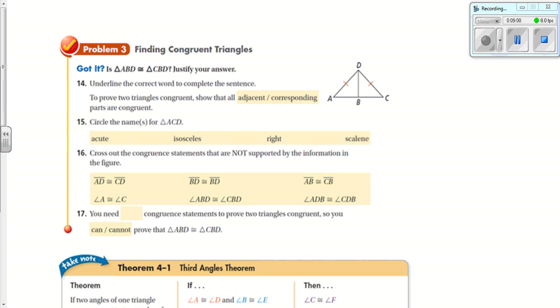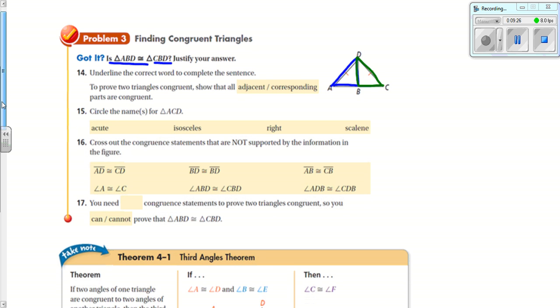Is triangle ABD congruent to triangle CBD? We need to determine that based upon the information we're given. Yes, you can look at it and say they look congruent. I've got triangle ABD, and I've got triangle CBD. I'm going to say they look congruent, but I can't do things based off of looks because, as we know, images are not always drawn to scale. So we're going to figure out how we can prove this.